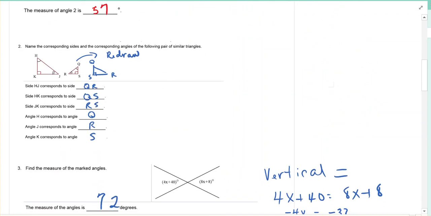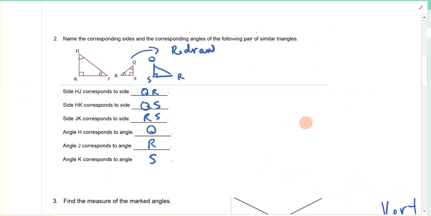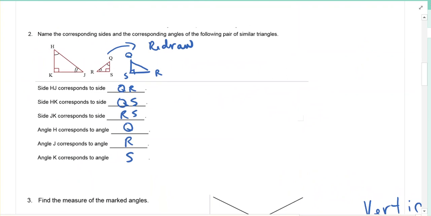All right. Now number 2. Number 2 says name the corresponding sides and the corresponding angles. And what I find is helpful to do is to draw this second one so that it's facing exactly the same direction. So I did that. I turned it around so now I can see better.